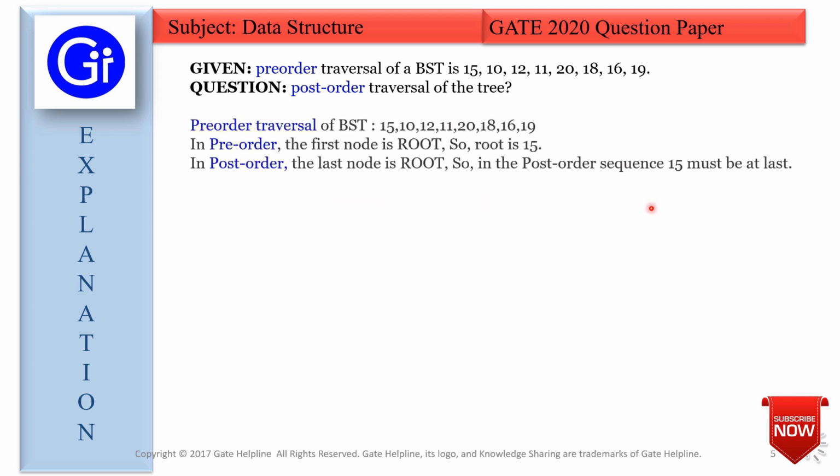So friends, the pre-order traversal of the binary search tree is 15, 10, 12, 11, 20, 18, 16, 19. In pre-order traversal, the first node is root, so the root becomes 15. And in post-order traversal, as we know, root is at the last. So in the post-order traversal sequence, 15 must be at the last. We know this point with the help of pre-order traversal.